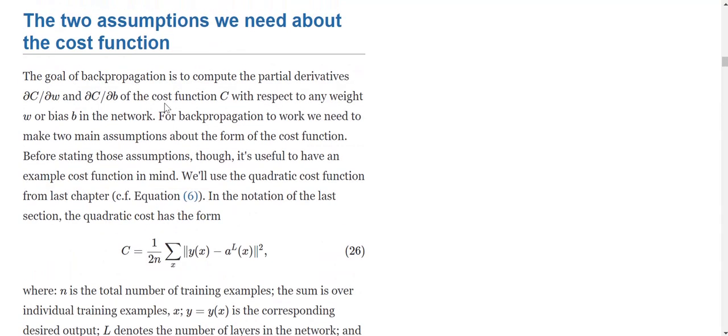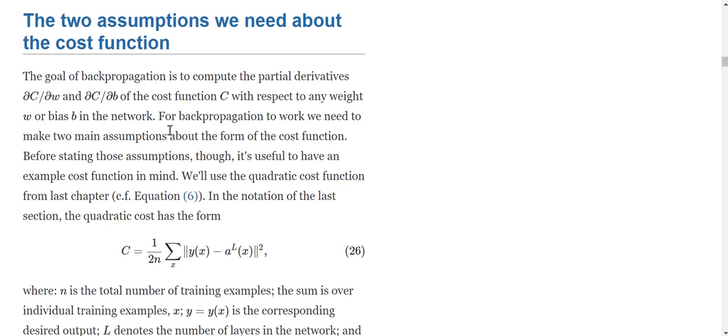The two assumptions we need about the cost function. The goal of backpropagation is to compute the partial derivatives del C by del W and del C by del B of the cost function C with respect to any weight W or bias B in the network. For backpropagation to work, we need to make two main assumptions about the form of the cost function. Before stating those assumptions though, it's useful to have an example cost function in mind.